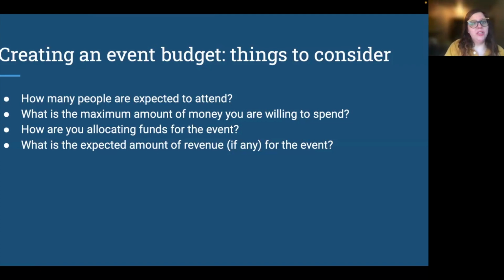It's also important to consider how you're allocating funds. So you can obviously move the way you allocate funds up and down depending on how it plays out. But say you initially were like, okay, we only need $100 for supplies and we're doing 500 for food. That's an allocation of the money. And also if you're doing a fundraiser or you're having people pay for the event, it's also important to consider the amount of expected revenue.